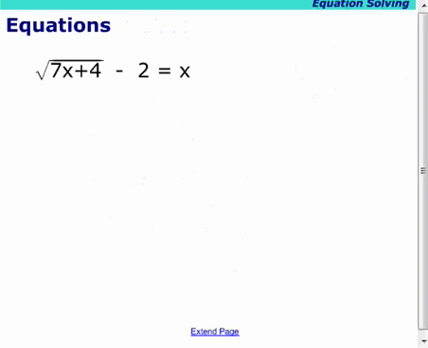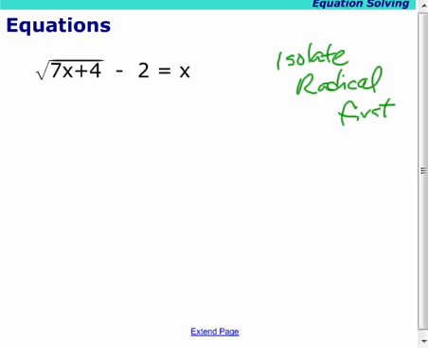Let's try another one. Here's another radical equation. This one's a bit different, however, because the radical isn't on the side by itself. That's the first thing I have to do. Isolate the radical. Let's write that down as something important. Isolate the radical first. So I move this to the other side. That's not too bad. It is equal to x plus 2. Now, since this is a square root, I need to square both sides.